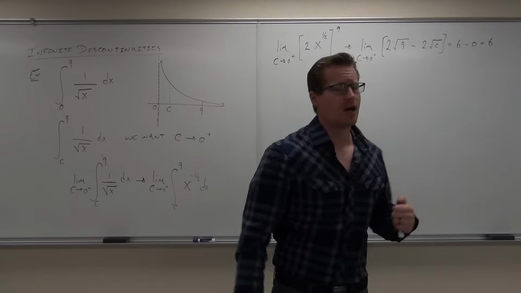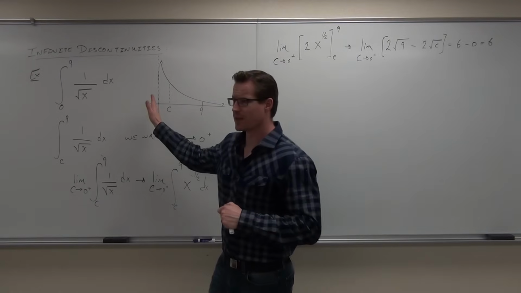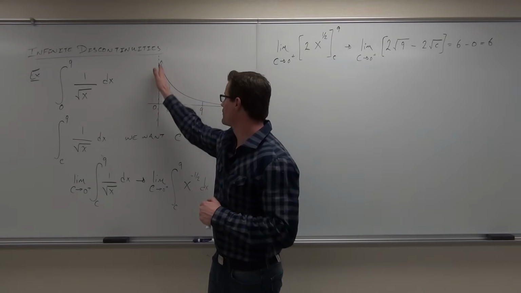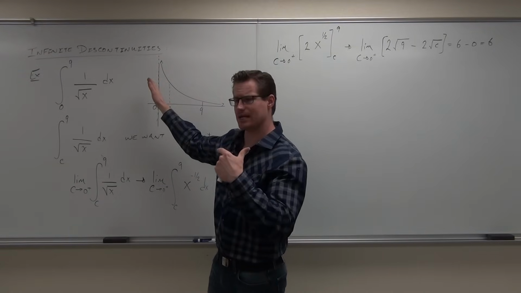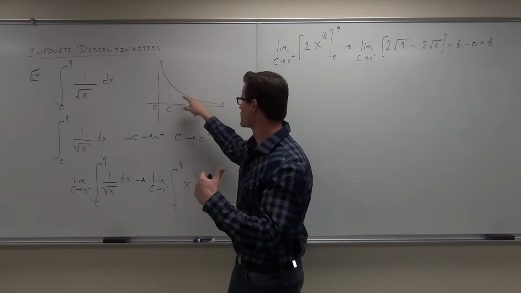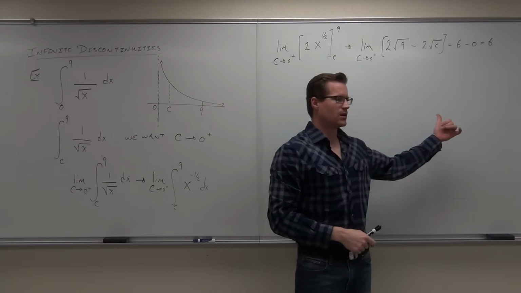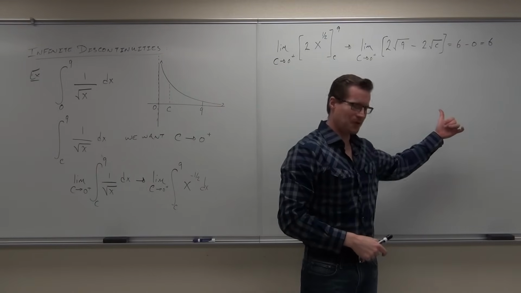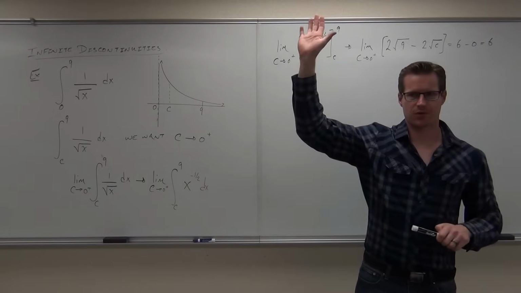Between 0 and 9 of something that's not even defined at 0. Yet what happens is that because of our limit idea, the area under this curve from 0 to 9 is equal to, very cool idea. Very cool. Show of hands if you feel all right with this.